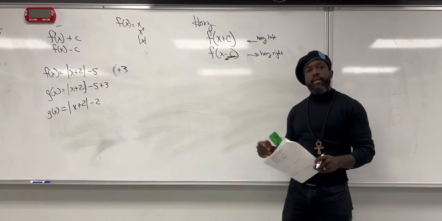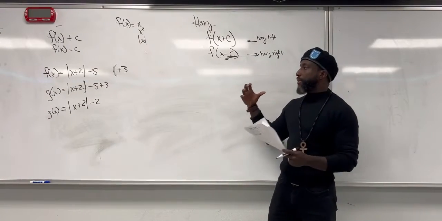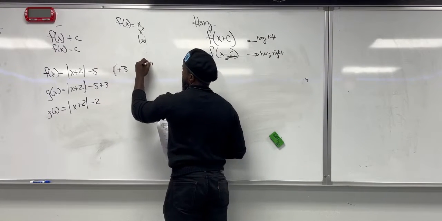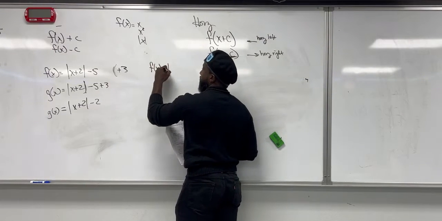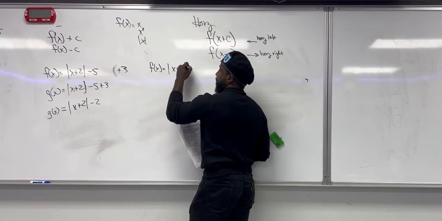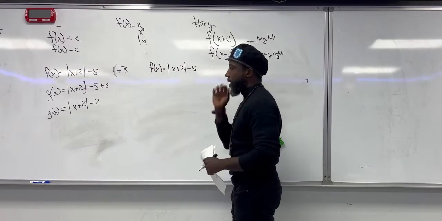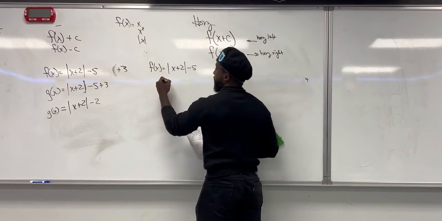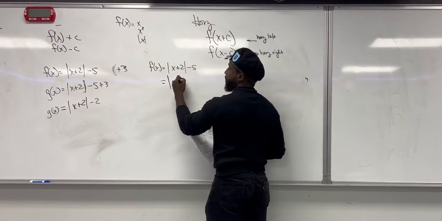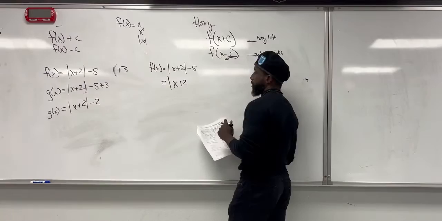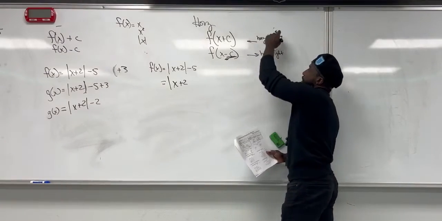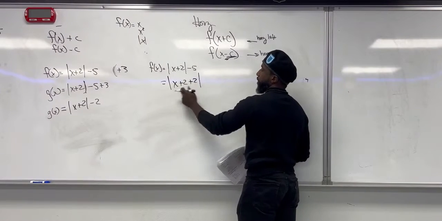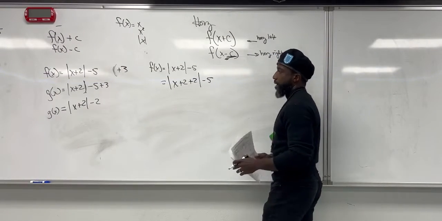Letter B, to the left, that means that's going to be inside of the absolute value. So again, starting here at f of x equals the absolute value of x plus 2 minus 5, right? Then we're going to add our transformation. So it'll be x plus 2, and it said it's shifted to the left. Since it's shifted to the left, it's going to be plus 2 in parentheses in the absolute value bars minus 5, right?